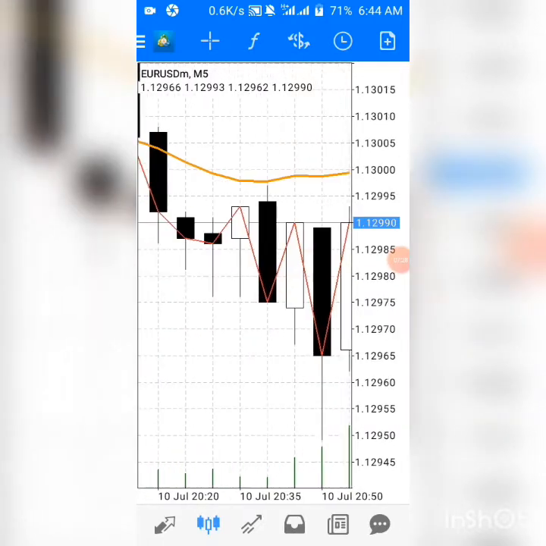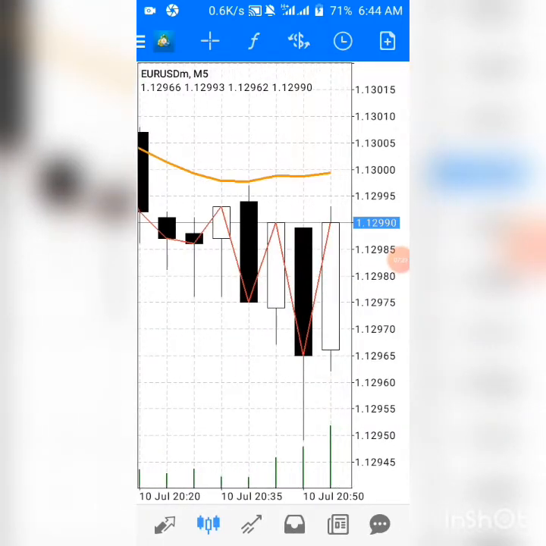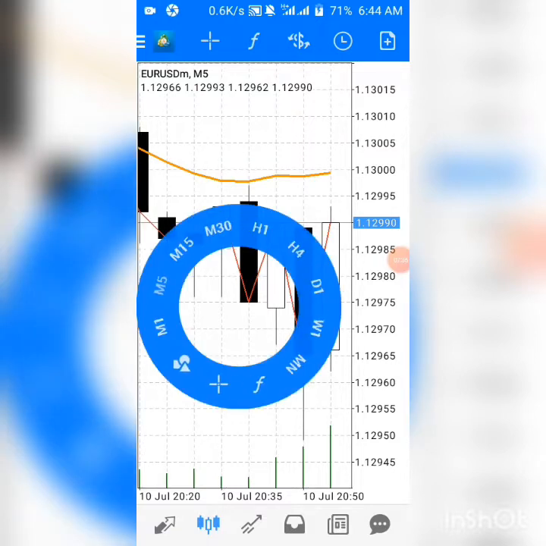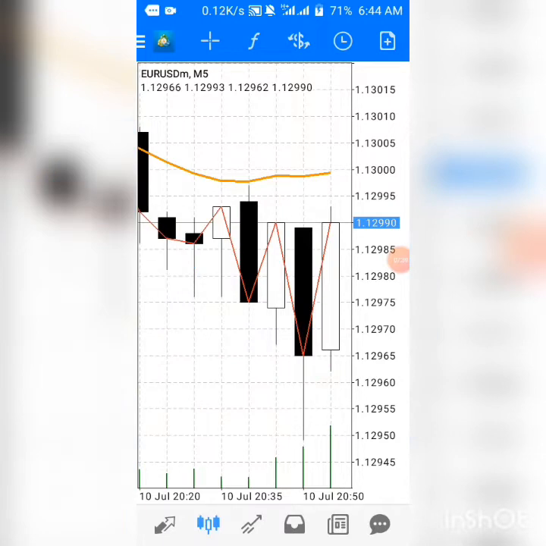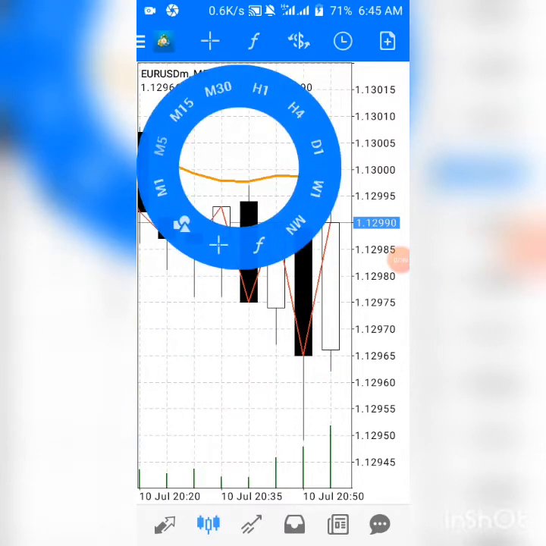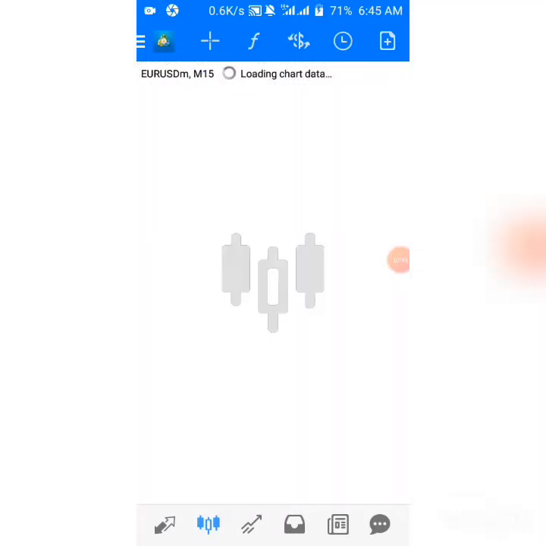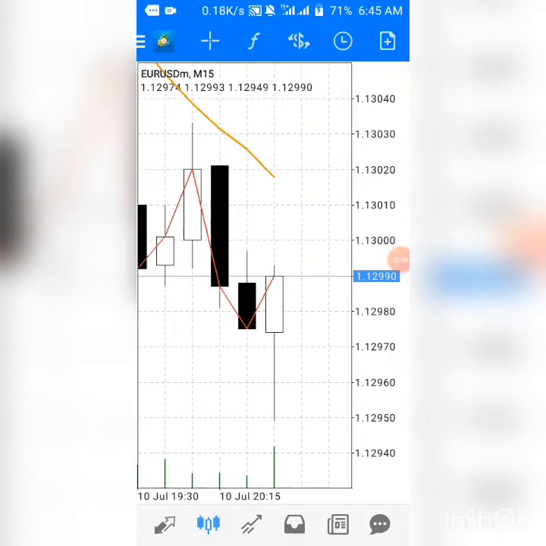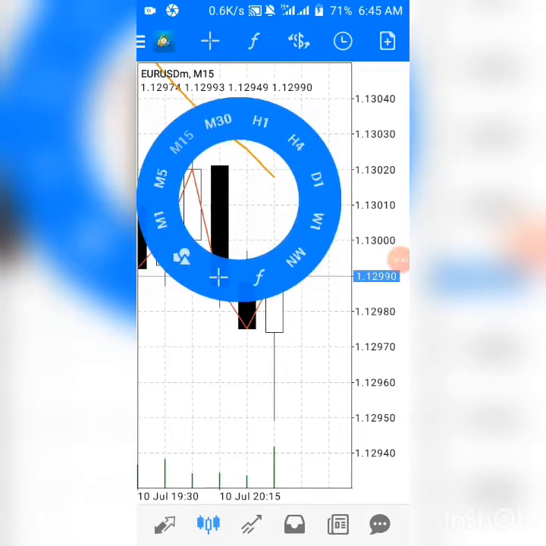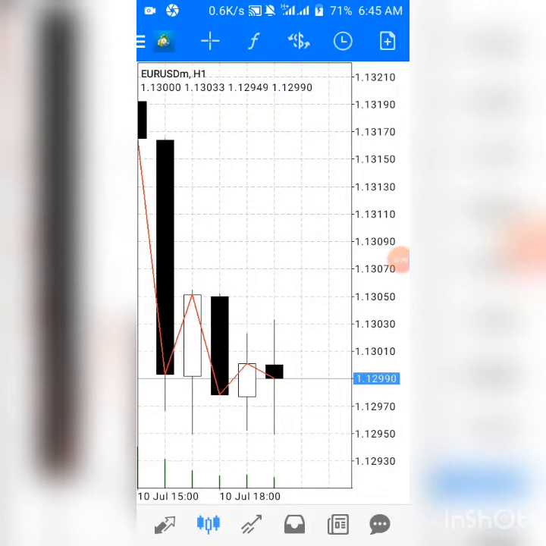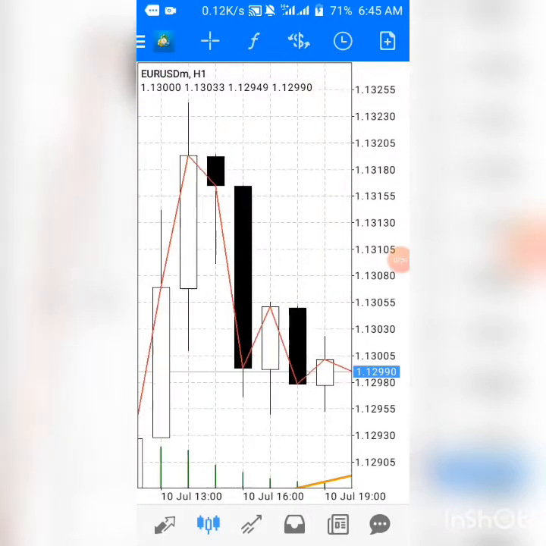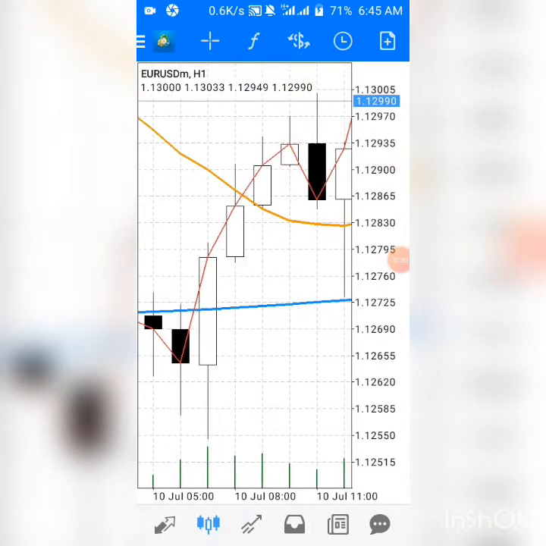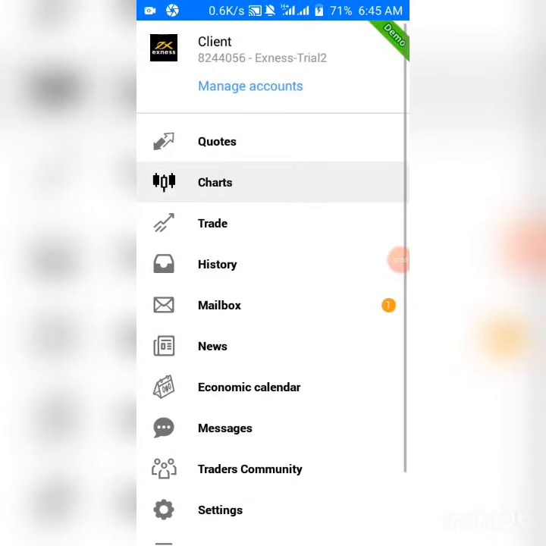And this is a 5-minute time frame for Euro USD. If I'm going to browse through all the time frames, I just tap on my screen and I can select any time frame. Like this is the 15 minutes time frame. If I want to select 1 hour time frame, this is my 1 hour time frame. So that is that for charts.